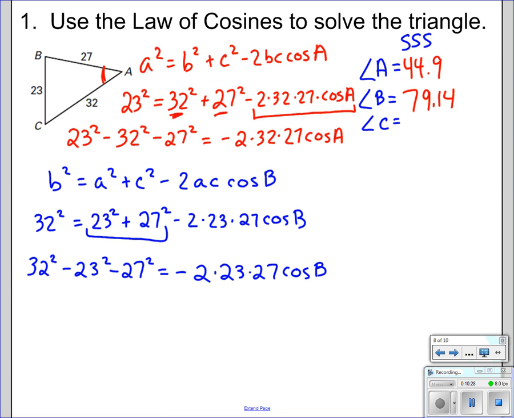Now angle C, you don't have to do the law of cosines again. Angle C is 180 minus 44.9 minus 79.14. So angle C ends up being 55.96.